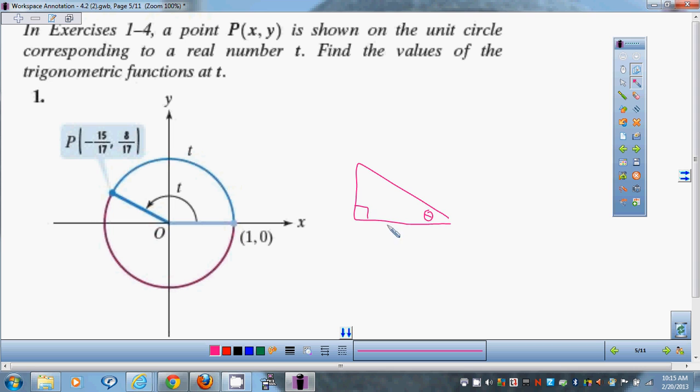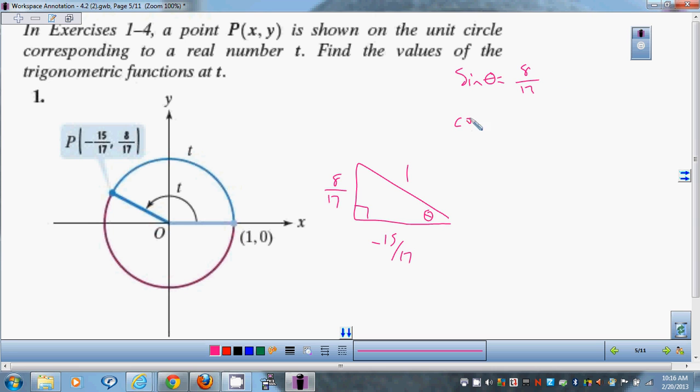The unit circle tells us the hypotenuse is what? 1. The x-coordinate lets us know the horizontal component, negative 15 over 17. The y-coordinate lets us know the vertical component, 8 over 17. And because on the unit circle your hypotenuse is 1, your sine, cosine, cosecant, and secant will all just be one of these two things because you're dividing by 1. So, sine of theta, 8 over 17 over 1, opposite over hypotenuse. So, sine of theta would just be 8 over 17.